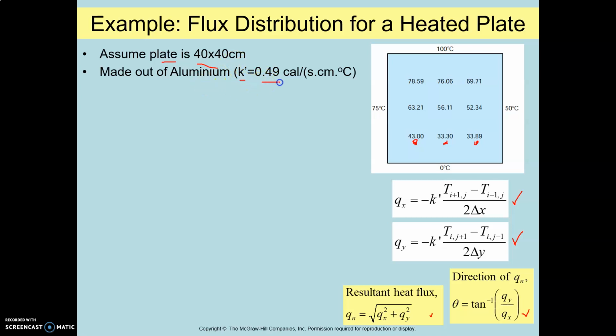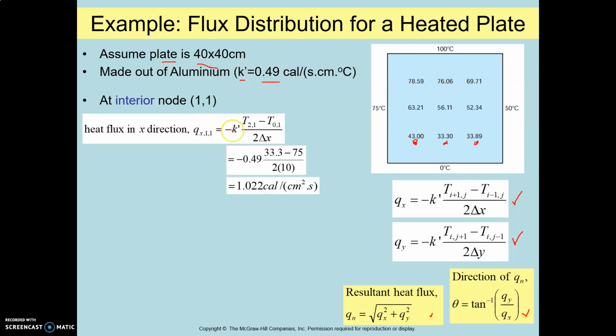the coefficient K is given by 0.49 as it is made of aluminium. So we start to find the heat flux in x direction for the first point. So this is our T11. Okay, so this is our heat flux at x direction for T11. So we name it as Qx11. So we apply the formula here, Qx11. Okay, so 1 indicates our I equal to 1 and J equal to 1.